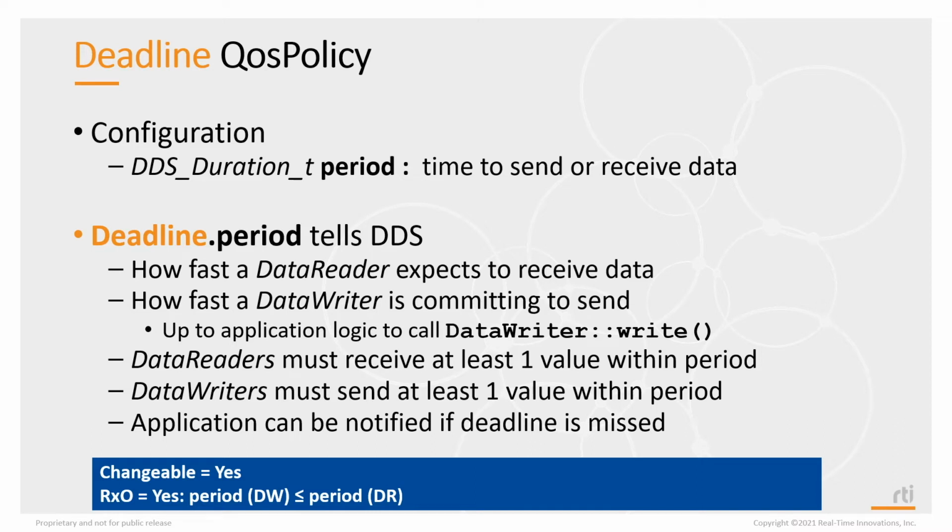But this is also an RXO, basically request versus offered. The writer's period must be smaller than the reader's period. That is, the writer must be sending at least as fast as, but perhaps even faster than what the data reader expects. So if the data reader expects data once per second, it can set a value of 1 second. The data writer must send the data at least once per second, but it is allowed to send data faster than once per second. If the period of the data reader is less than the period of the data writer, this is a violation of the RXO.